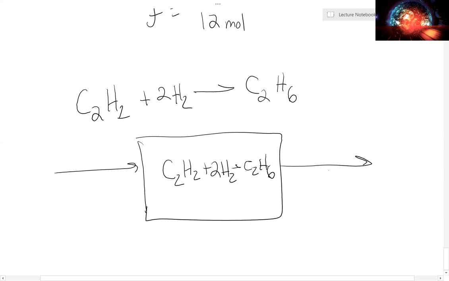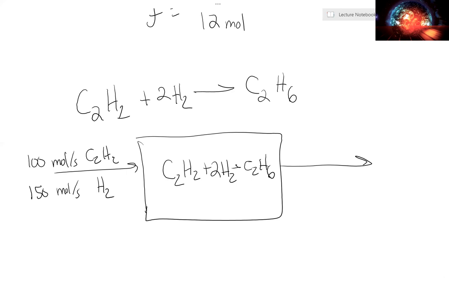And let's see, how much do we want? Let's say I have 100 moles per second of C2H2 and 150 moles per second of H2 going into the process. And I want to get an idea of my outlet flow rates. But I don't know how far this reaction is going to proceed. Now I can assume that it will proceed such that the limiting reagent will be entirely consumed, but more often than not, that isn't the case.